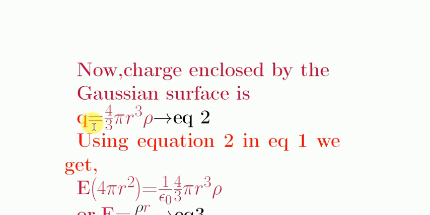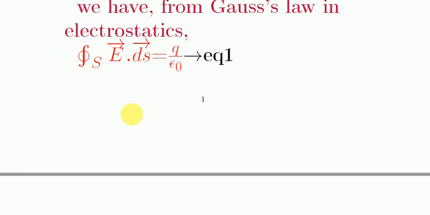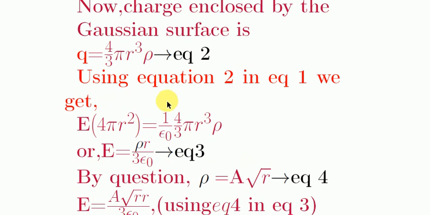Now the charge enclosed by the Gaussian surface is Q equal to, we can write, 4 by 3 pi r cube times rho. If we see the definition of volume charge density, then we can easily write this equation. Volume charge density means charge by volume. Here the volume corresponds to the volume of the solid sphere. So we can write the volume density of this solid sphere rho equal to Q by 4 by 3 pi r cube.